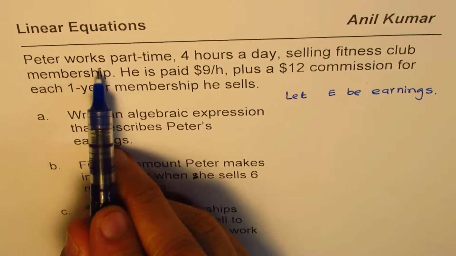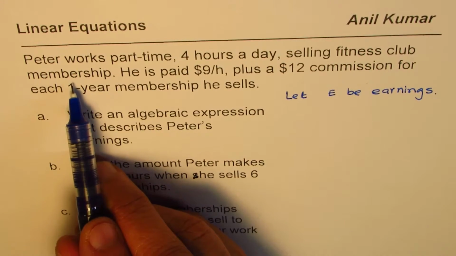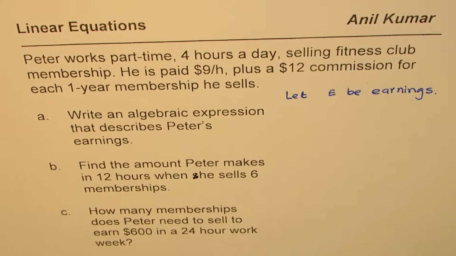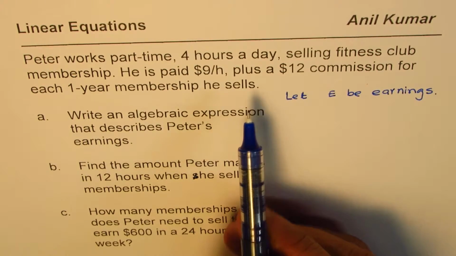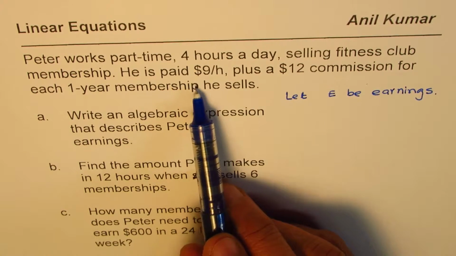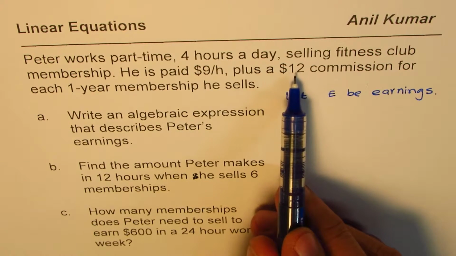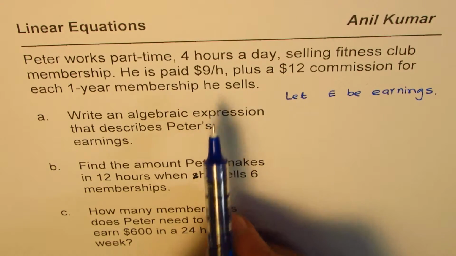It says, Peter works part-time for 4 hours a day selling fitness club membership. He is paid $9 per hour plus $12 commission for each 1 year membership he sells. Now what are the different variables? When we say he is paid $9 per hour, that means time is one variable, and he is getting commission of $12 for each membership he sells.